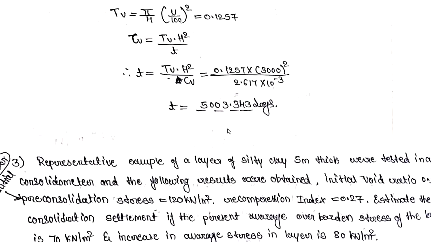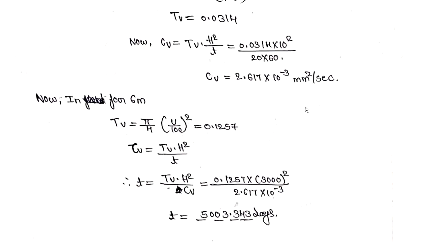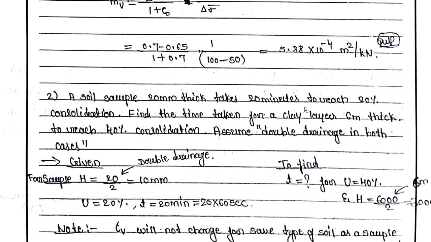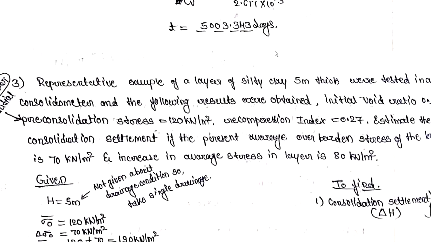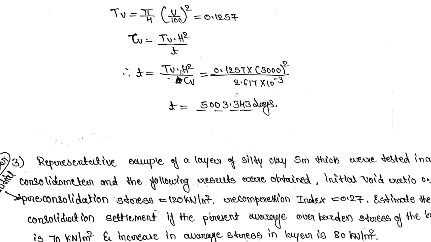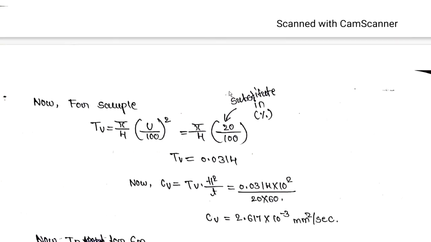I hope you have understood. Just do the calculation. It may come in seconds, so just convert it into days, because many times in your examination they specifically mention to compute the time taken for 40% consolidation in days, in hours, and all those things. So I have computed it in days. You can just go through these problems.